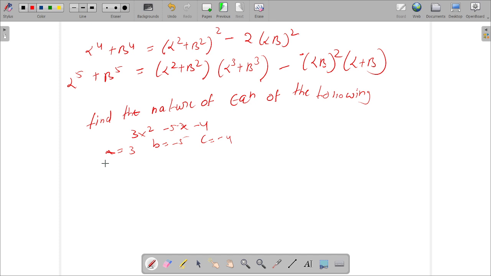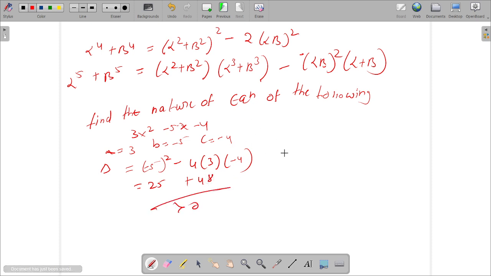Now delta, b square minus 4ac: b square is minus 5 square, minus 4ac, so minus 4 into a value 3, c value minus 4. So here it will be 25 plus 16 into 3, that is 48. So anyway it is greater than 0 now. So the roots of the equation are real and unequal. You can find the nature of the roots using the discriminant, not to worry. Okay?